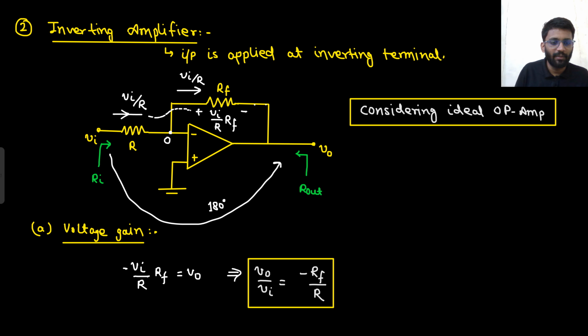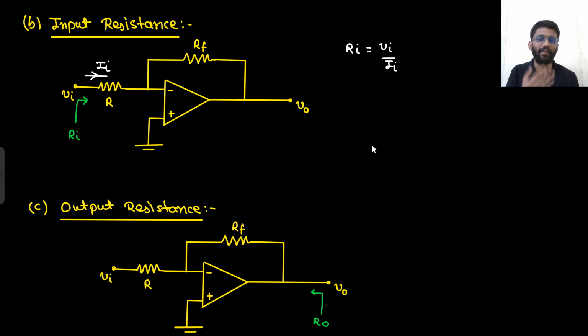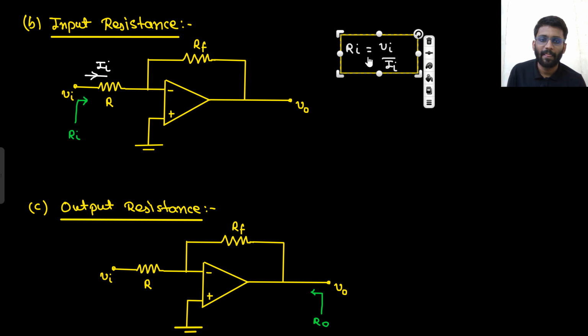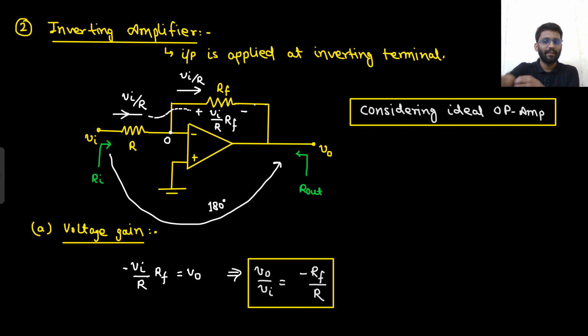Now we are going to calculate input resistance. For calculating input resistance, what you need to do? You need to calculate Vin by Iin. So what is your input resistance? That is Vin by Iin. Tell me, what is the value of Vin by Iin? This is what you need to calculate. The concept of virtual short is again valid because this is a negative feedback. Why is it negative feedback?